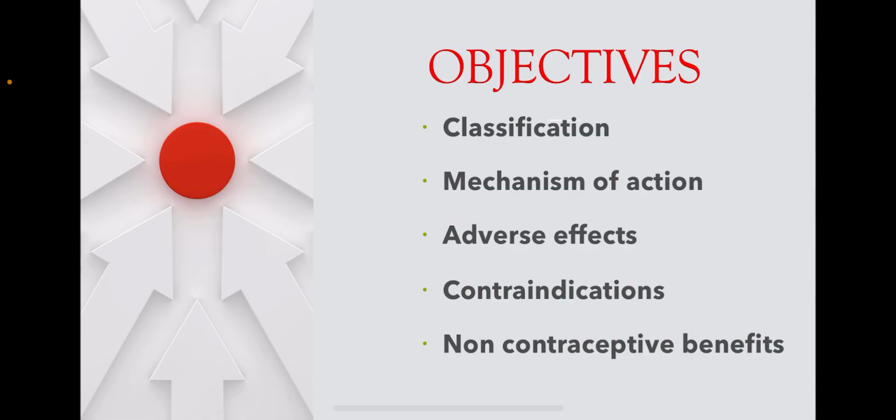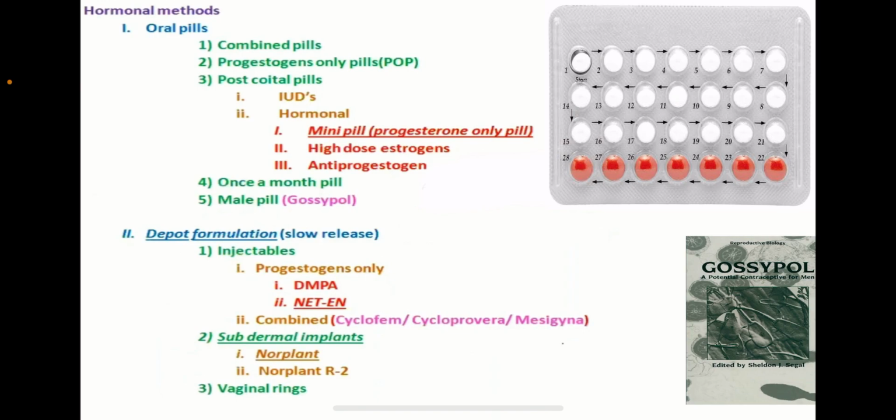So I hope the classification and the details of each of these are very clear, guys. Oral pills, five headings: combined pill, progesterone only pill, post coital pill, once a month pill, male pill or gossypol. Under depot formulations, injectables. Under injectables, what all did we see? DMPA, NET-EN. Combined, we have Cyclofem, Cycloprovera, Mesigyna. Subdermal implants, Norplant R2. We also studied about Implanon, Nonplanon.